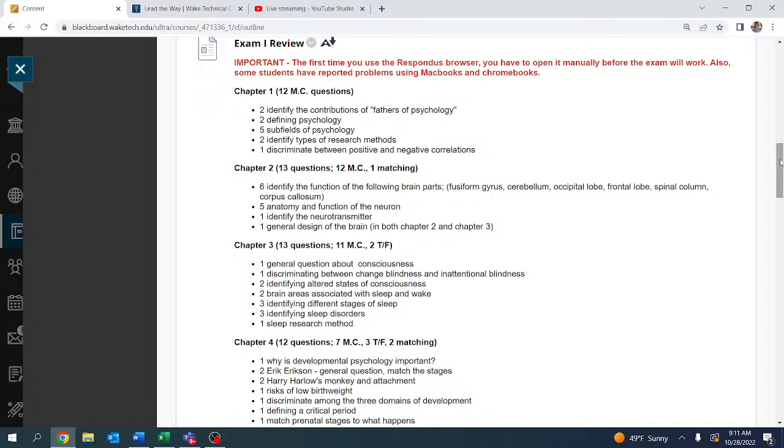So, chapter 2, 13 questions, 12 multiple choice and 1 matching. Okay, now, I'm going to ask you to identify the functions of the following parts of the brain. I actually focused on 6 of them, and I'm going to go ahead and just tell you right here on the exam review which ones you need to know.